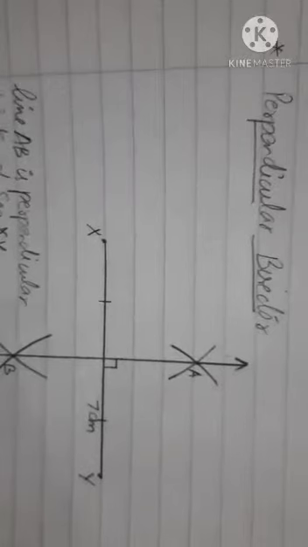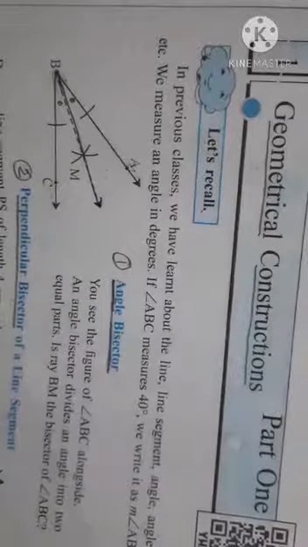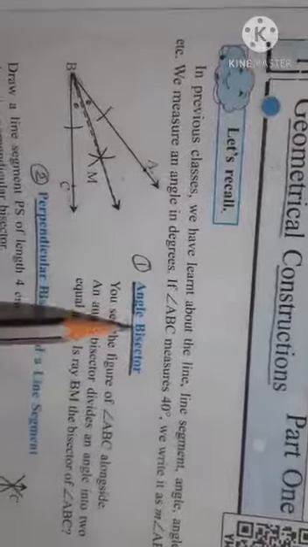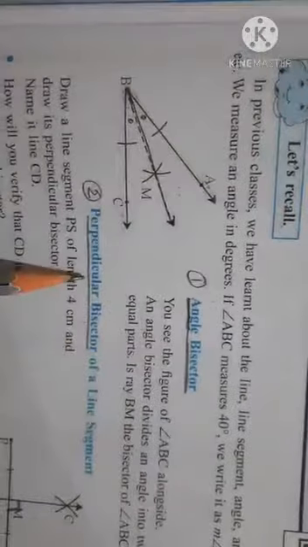Okay, I hope you have understood angle bisector, how to draw an angle bisector. And the second topic which we have discussed today is perpendicular bisector and how to draw a perpendicular bisector. Both the things we have learned last year. I think you have understood these 2 points.